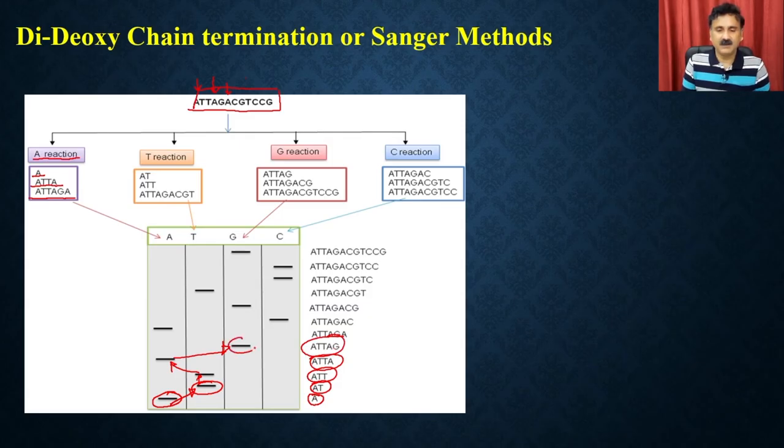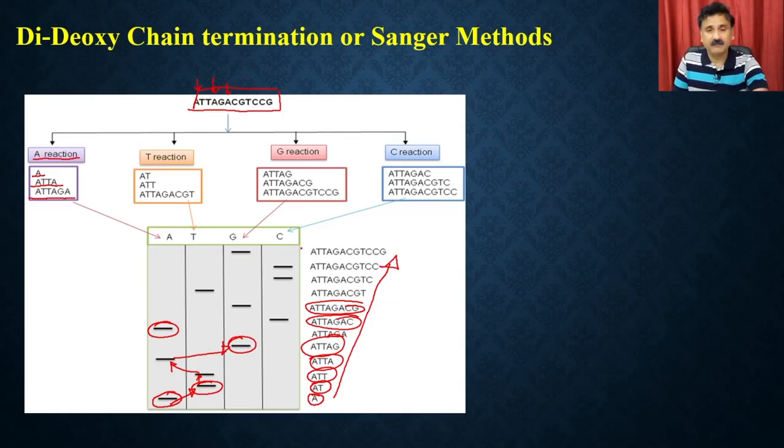Because this is a G, right? It's terminating at G. Then this is A, so it's terminating at A. Then you have C, this is C, then you have the G, something like that. So if you read this in the reverse direction, ultimately you are going to get the sequence of that particular genome, the DNA, right?